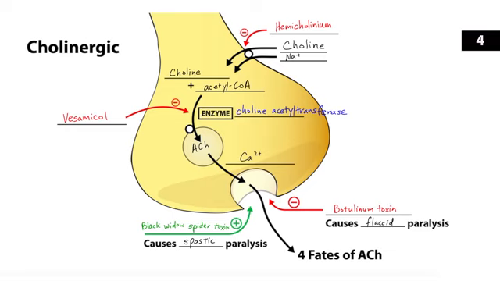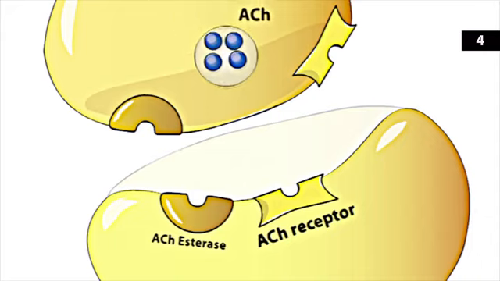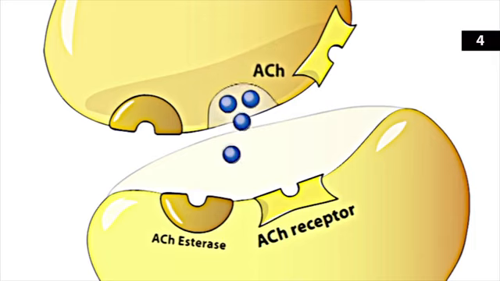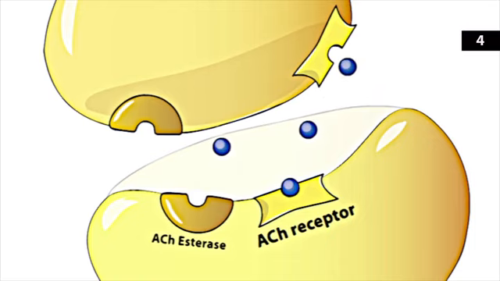And then the diagram says 4 fates of acetylcholine. So you successfully released acetylcholine into the synaptic cleft, but what happens next? Well, one of 4 things can happen to that acetylcholine. First of all, it can do what it's intended to do, which is to bind to its postsynaptic receptor. Second, it can bind to an autoreceptor on the presynaptic cell, which regulates further acetylcholine release. Third, it can simply diffuse away from the synaptic cleft.